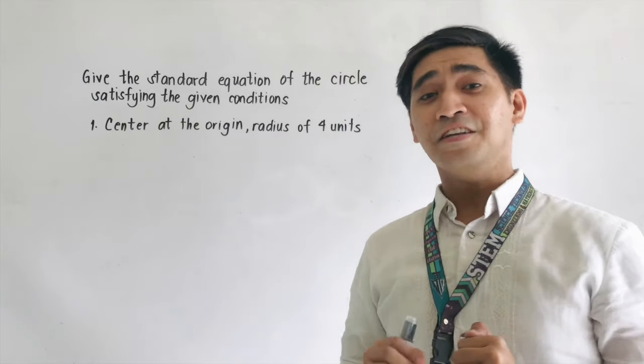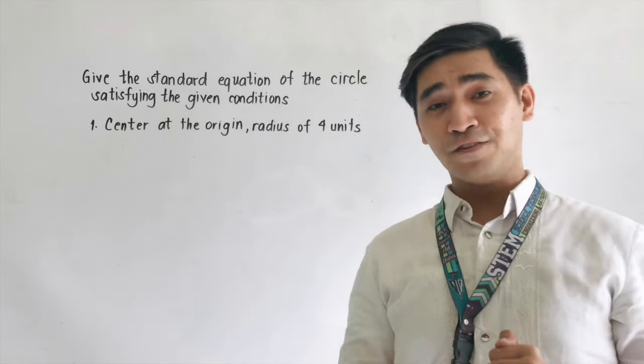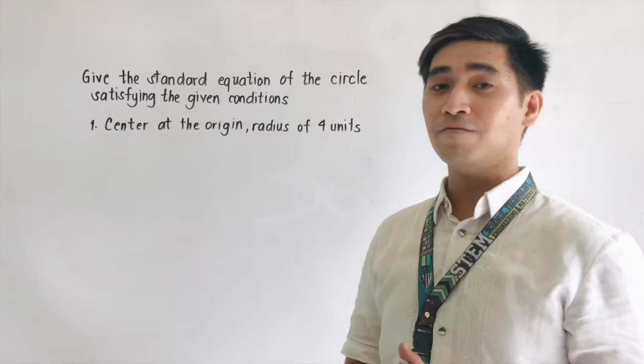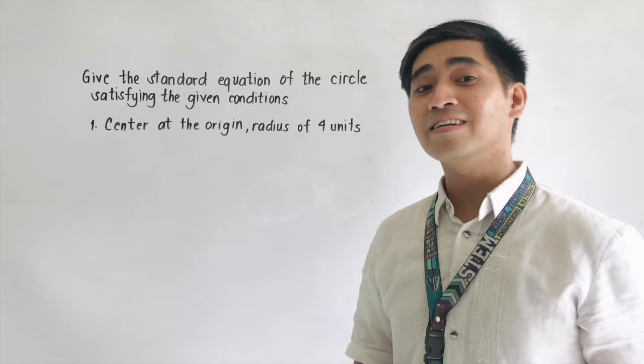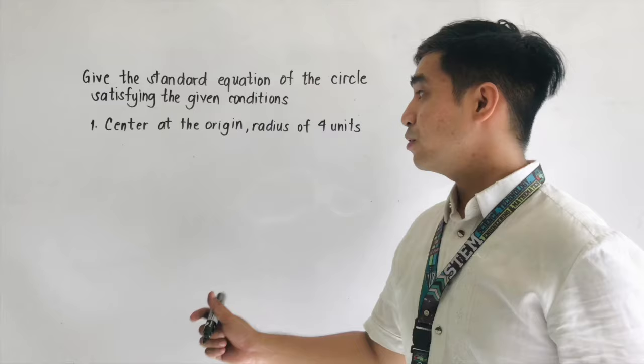Let's now have the first example. For the first example, we're asked to give the standard equation of the circle satisfying the given condition. And that condition for the first one is that the center is at the origin and the radius is equal to 4 units. So it states here that the center is given at the origin.